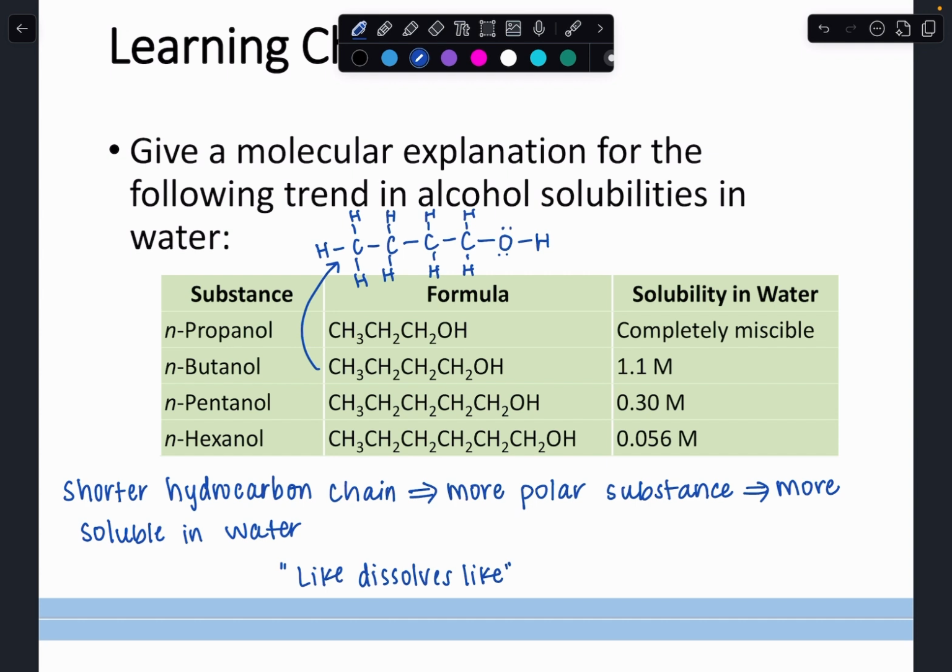More similar polarities in intermolecular forces, more miscible.